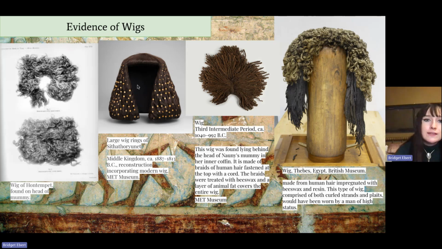The third one in from the right is a large wig. And this is actually a reconstruction incorporating a modern wig, but this is similar to the wig that they found in the tomb that they got it from, and it came with these large wig rings. So they reconstructed that, and then here is the wig of Hontempet, found on the head of a mummy on the far left.